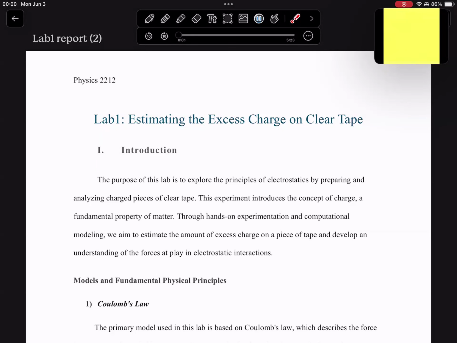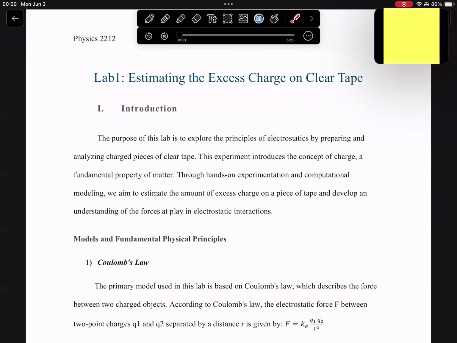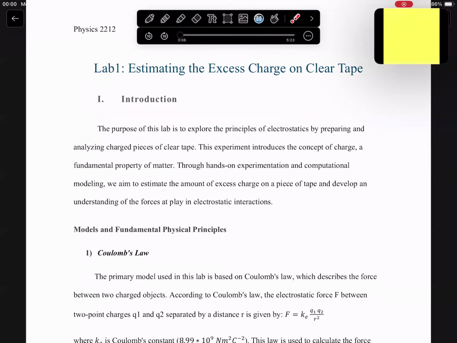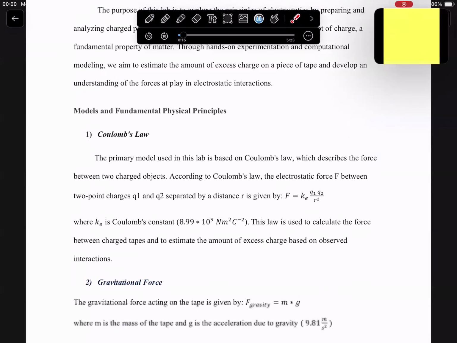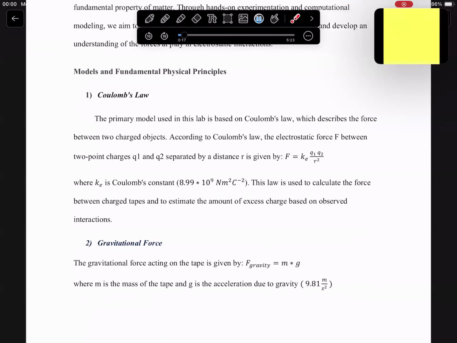This lab is about estimating the excess charge on clear tape. The purpose of this lab is to explore the principle of electrostatics by preparing and analyzing charged pieces of clear tape. This experiment introduced the concept of charge as a fundamental property of matter.